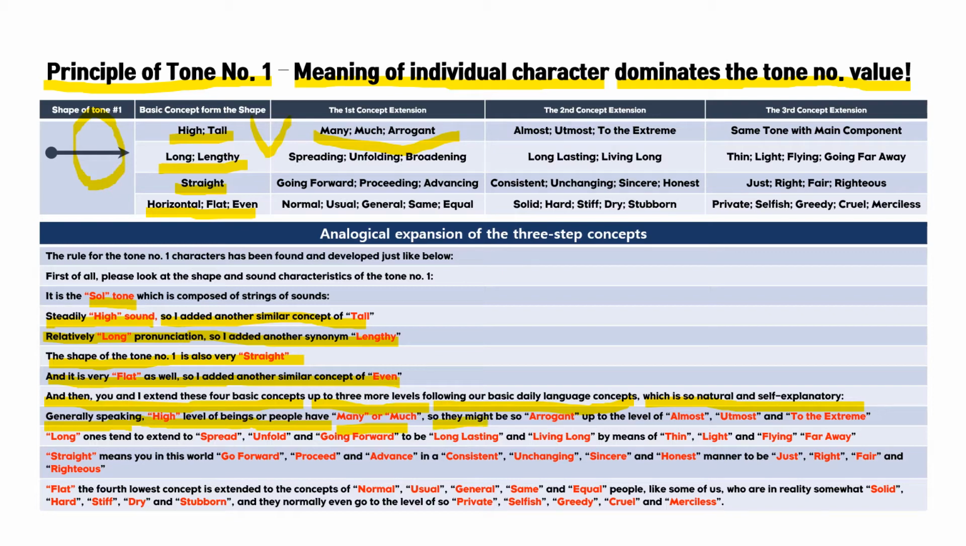So they might be so arrogant, up to the level of almost, utmost, and to the extreme. I am extending the basic concepts, 4 basic concepts derived from the shape of the tone number 1.